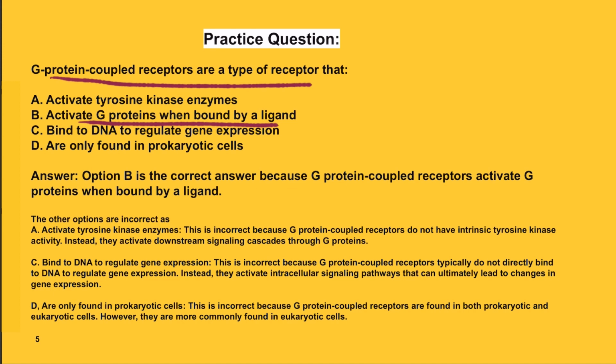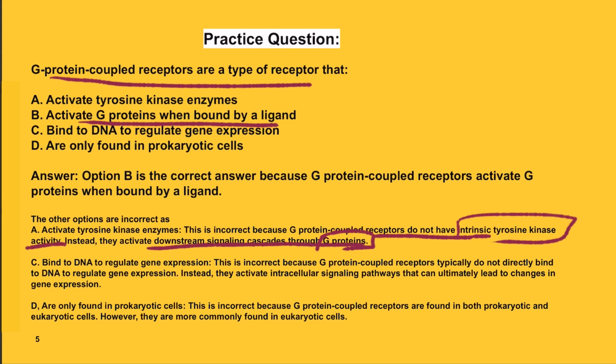G-protein coupled receptors are a type of receptor that activate G proteins when bound by a ligand. Let's go through the answers and see why B is correct. The first option, A, activate tyrosine kinase enzymes, is incorrect because G-protein coupled receptors do not have intrinsic tyrosine kinase activity. Instead, they activate downstream signaling cascades through G proteins.